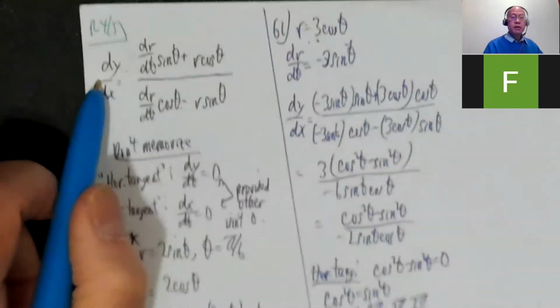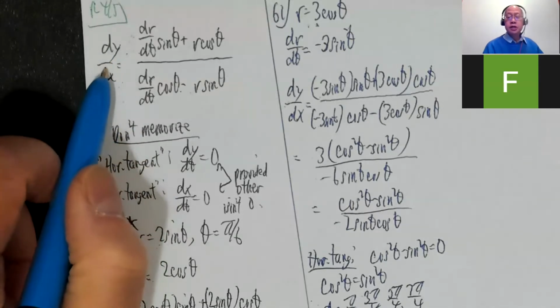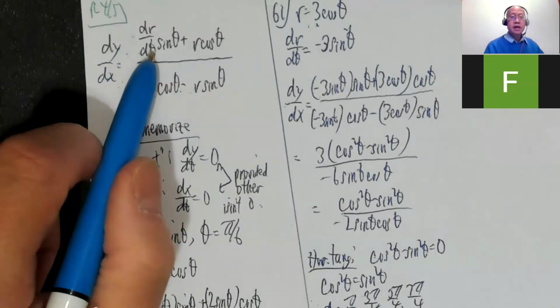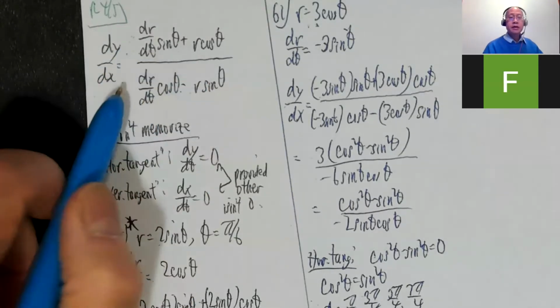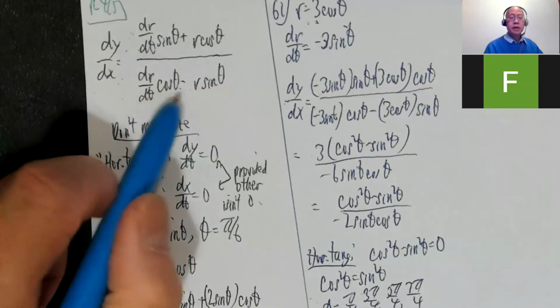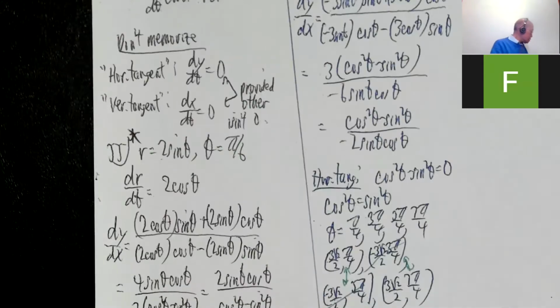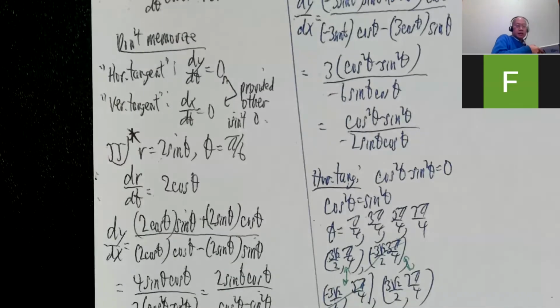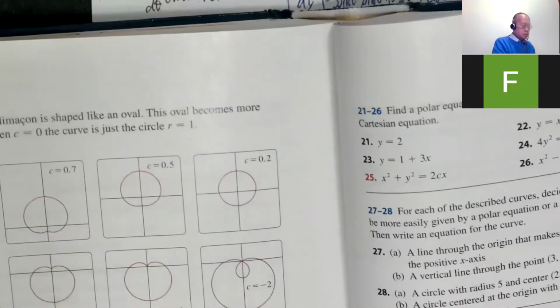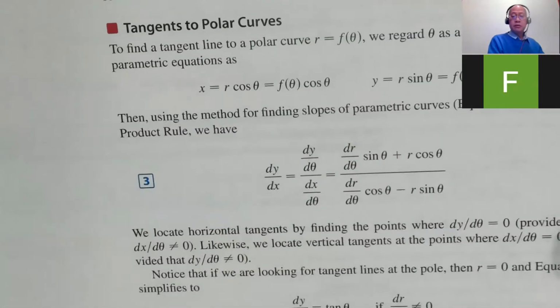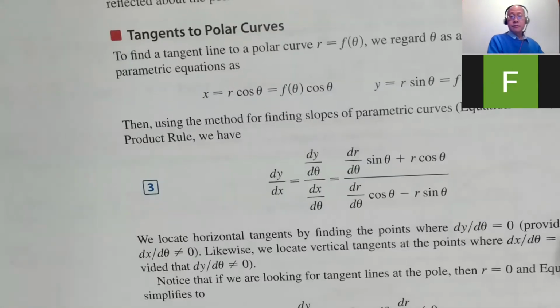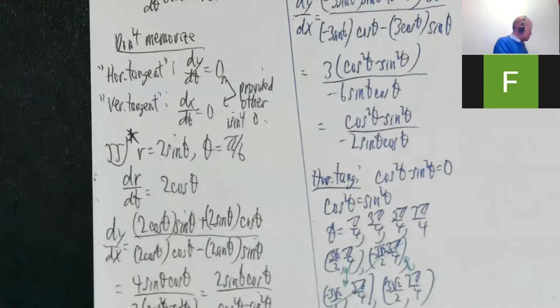So I have to use this formula, dy/dx. Put this on your cheat sheet. dy/dx equals dr/d theta sine theta plus r cosine theta, divided by dr/d theta cosine theta minus r sine theta. You want to see where it is in the text. Page 663, number 3. That's the one I mentioned the other day.